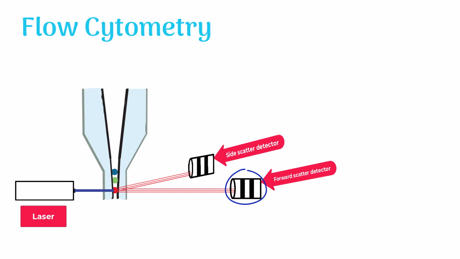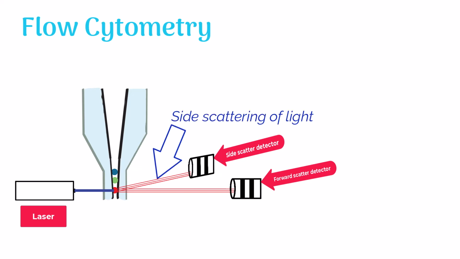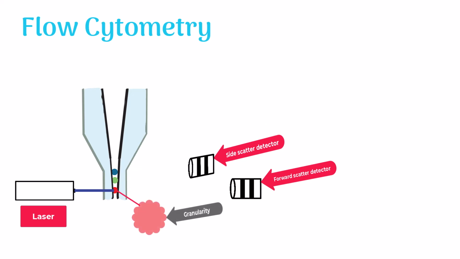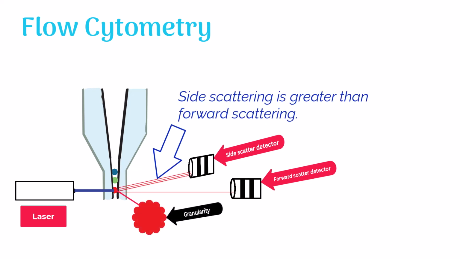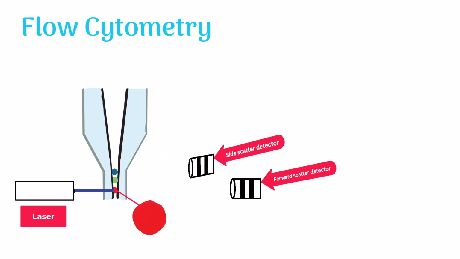The forward scatter detector is placed in front of the laser light or parallel to it, while the side scatter detector is mostly placed on the side of the laser light or perpendicular to it. The side scattering of light is mainly caused by the granularity and structural complexity of the cell. Thus, a cell with a more granular structure will cause greater side scattering, while a cell with a less granular structure will cause greater forward scattering.